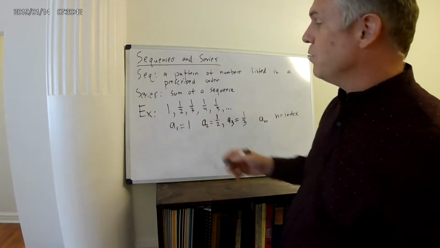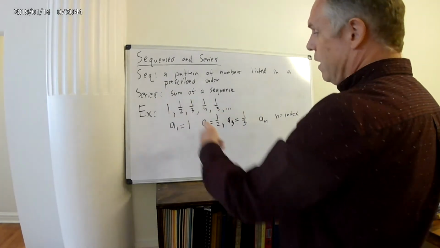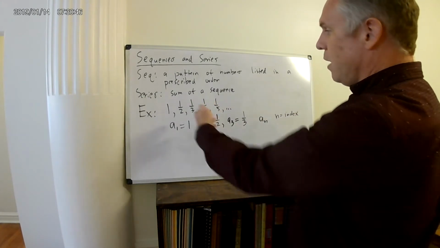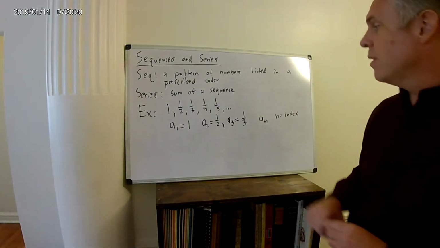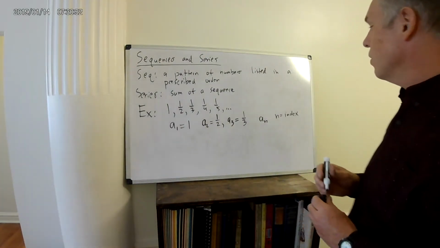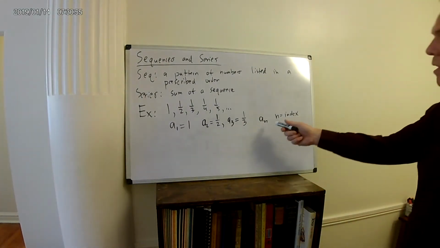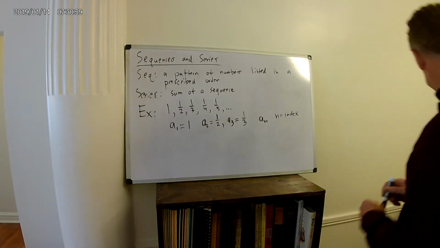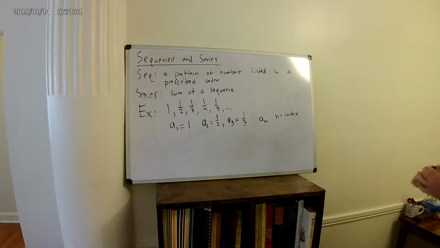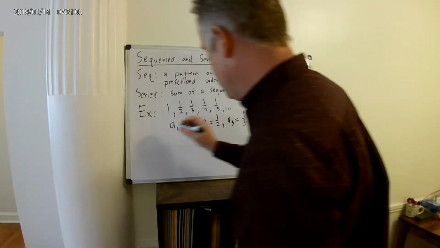So for instance, A sub 1 is 1. Excuse me, A sub 2 is 1/2. A sub 5 is 1/5. Okay? And we can refer to the nth term for a sequence as A sub n, where again, n is the index. Let's consider an example of a sequence.